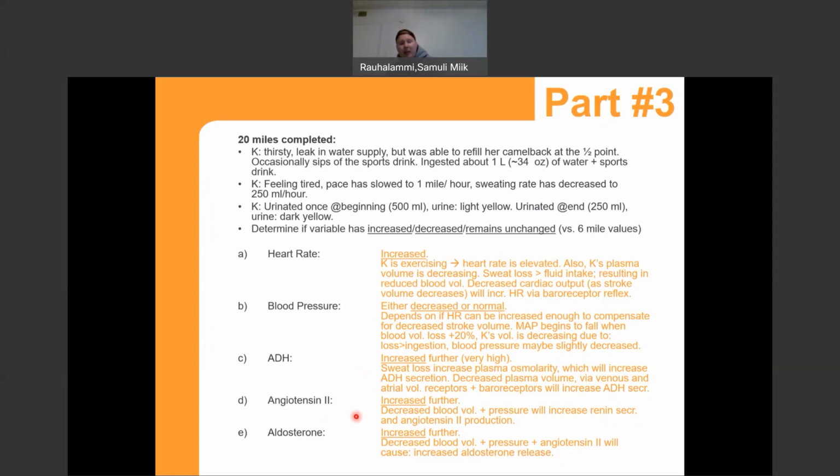Finally, when it comes to angiotensin 2 and aldosterone, I would expect both to be increased further due to the decreased blood volume and decreased blood pressure, which will increase the renin secretion and angiotensin 2 production. And in the case of aldosterone, the angiotensin 2, as well as the decreased blood volume and blood pressure, will cause increased aldosterone release.